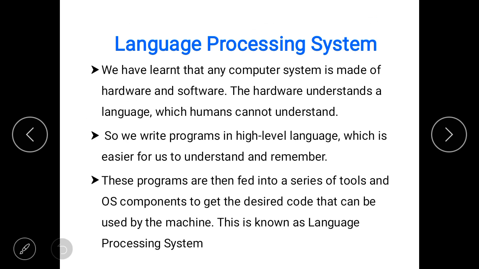Language processing system. We have learnt that any computer system is made of hardware and software. The hardware understands a language which humans cannot understand. So we write programs in a high level language, which is easier for us to understand and remember. The programs are then fed into a series of tools and OS components to get the desired code that can be used by the machine. This is known as the language processing system.